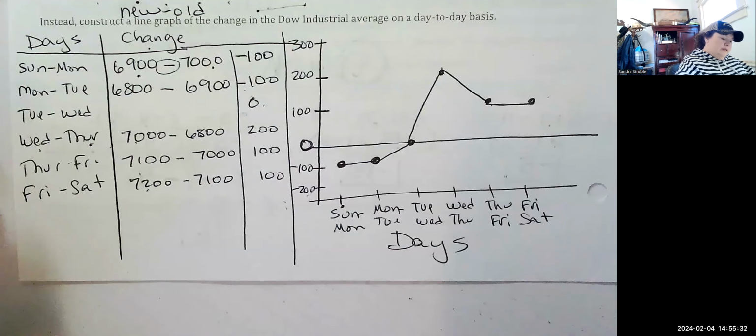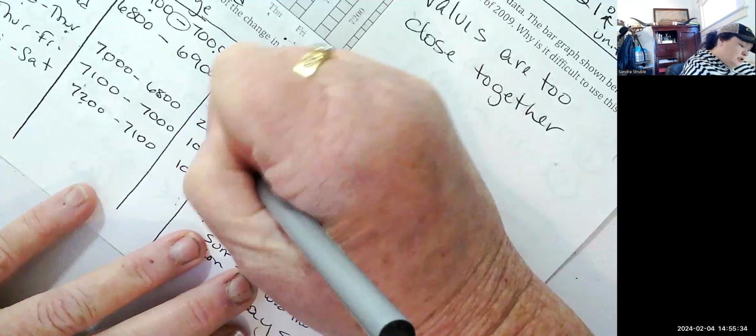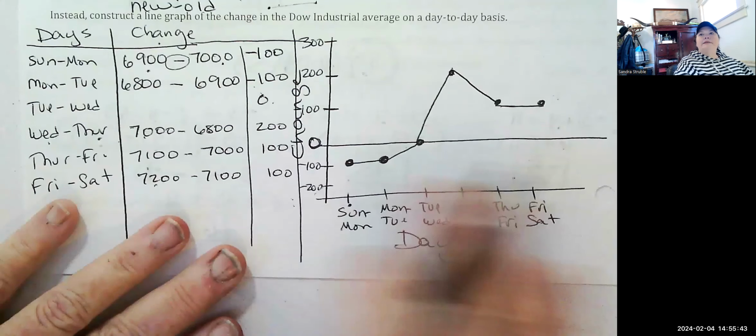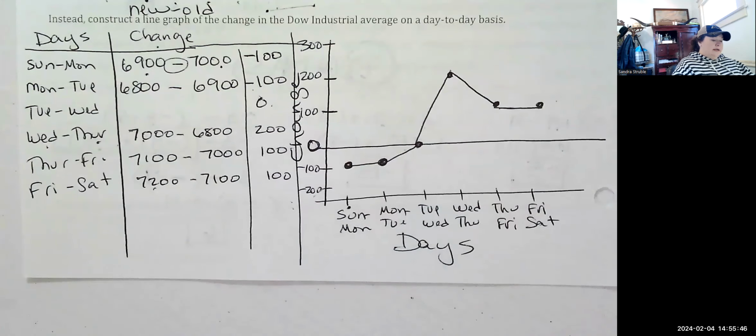All right, need to reference that this is my change over here. So I do need to give a label to that. I've got my labels. I've got representation of what each is. I've got my time on my horizontal axis. I've connected my dots. Looks good.